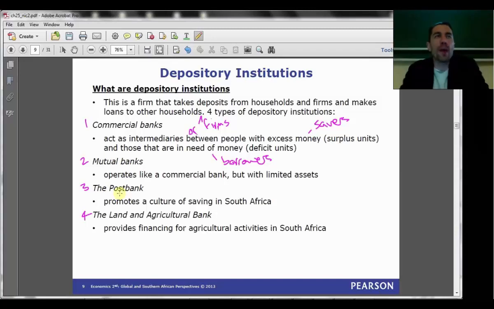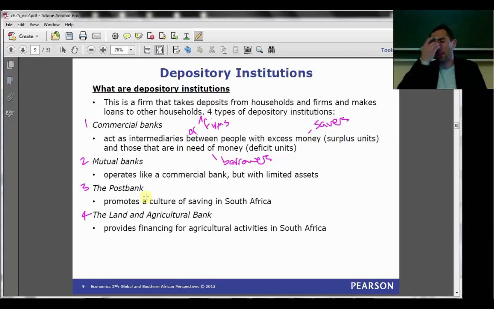We have the Post Bank. Does anyone here have an account with the Post Bank? Put your hand up if you have an account with the Post Bank. Anyone? I think that gives you an idea about how successful the Post Bank is in South Africa. It's not something that people usually use.